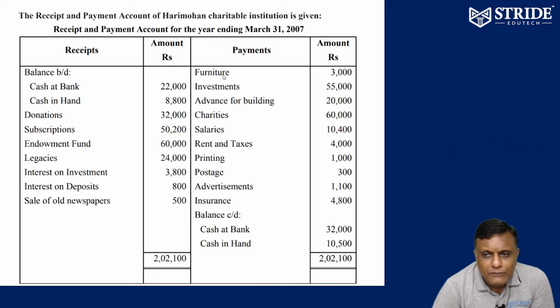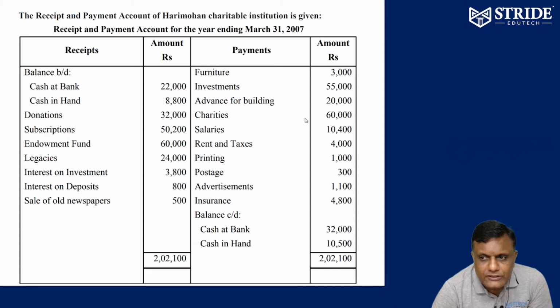Payment side. Furniture we have purchased. It is purely an asset item. It is not expenditure. We can omit. Investments. It is purely an asset item. We can omit. Advance for building. It is a current asset. So we can omit.